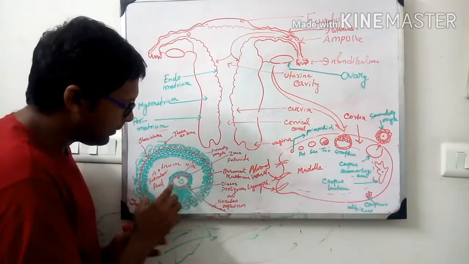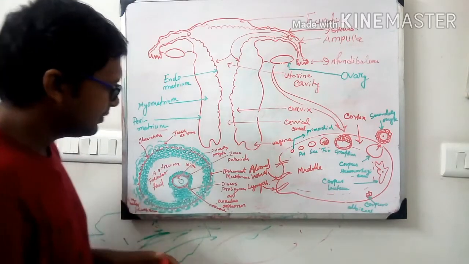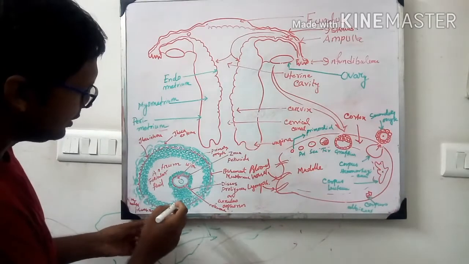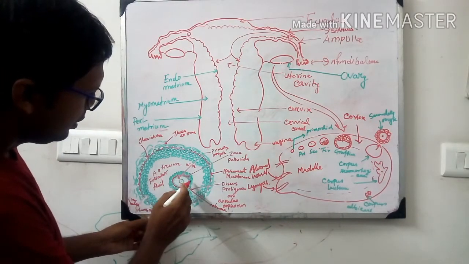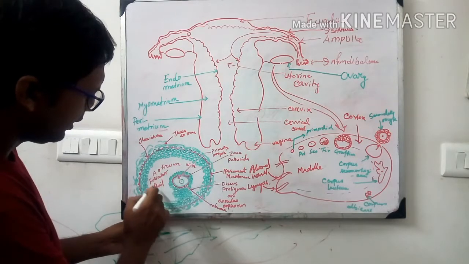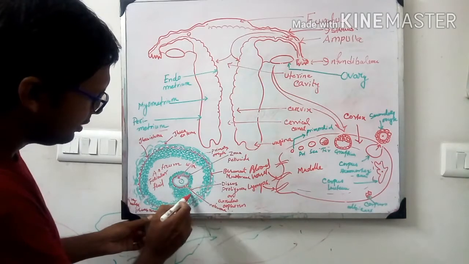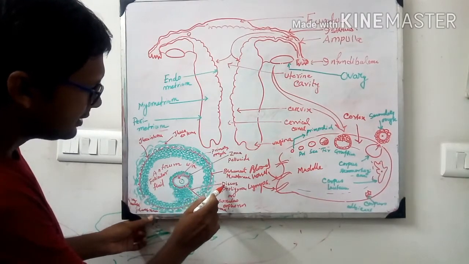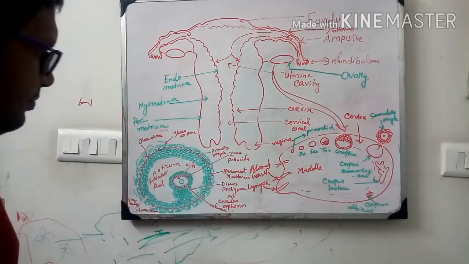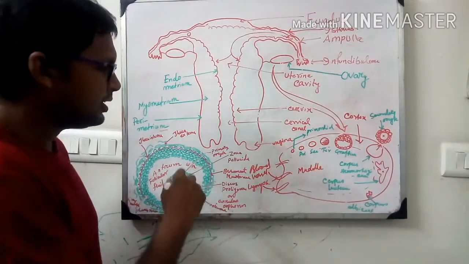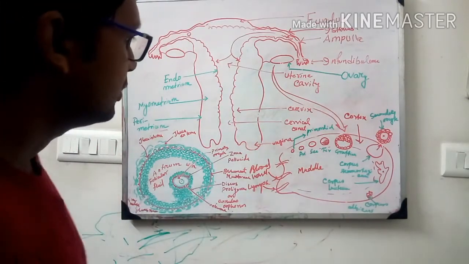It is called corona radiata. This region is called corona radiata, and this stand-like cell layer is called discus proligerus, or cumulus oophorus. So this is the overall structure of the egg or ovum. Thank you.